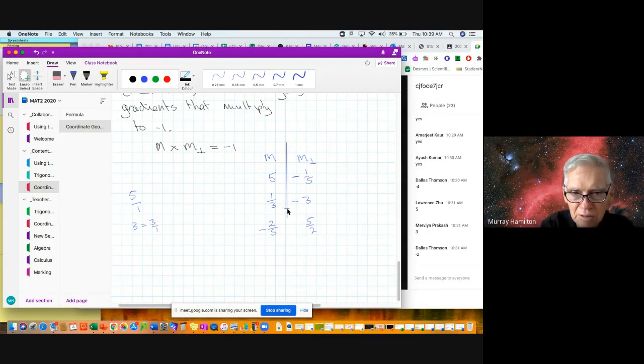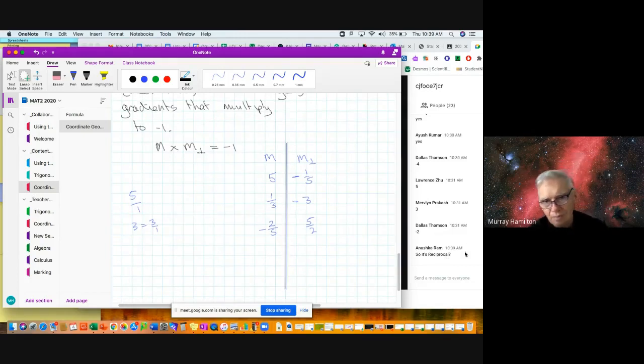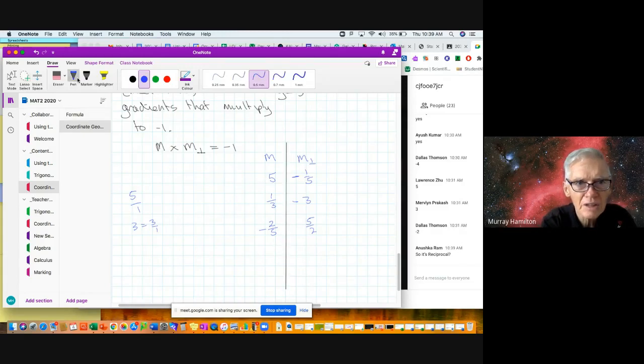I'll just extend this line. Right, do I need to do any more? It's the reciprocal, yes. It's the negative reciprocal though. Yep, so Anushka, it's called the reciprocal, but the negative reciprocal. Okay, I'm going to give you a line here and I want you to tell me what is the reciprocal of this line. If I put the line, say, 4, what is the gradient of this one here? And here's another one, -2/3.